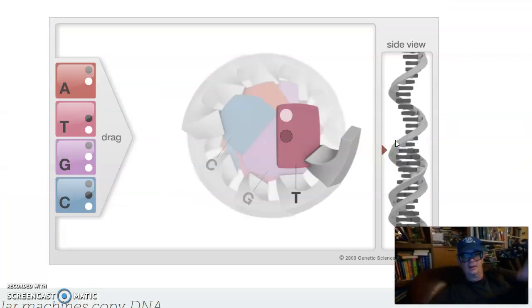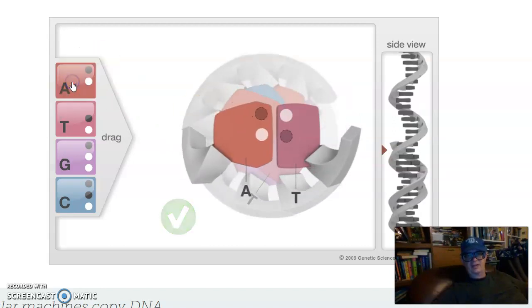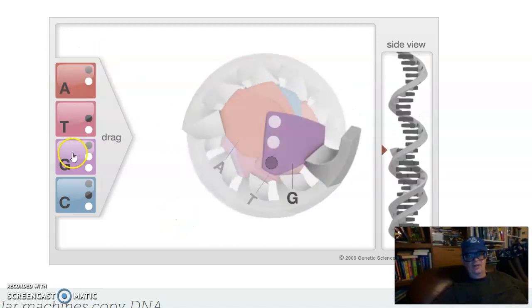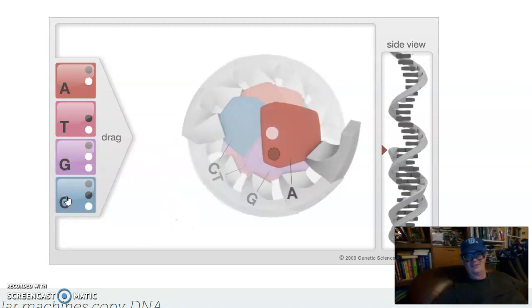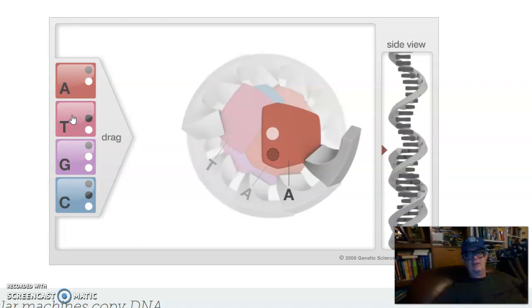And we'll continue. If there's a thymine, we're going to pick an adenine. If there's a guanine, we pick a cytosine. It would help if I clicked on cytosine instead of guanine. If there's a guanine, we pick a cytosine. If there's an adenine, we pick a thymine. Anyway, you can see how it works. It's something that you can get some practice with.